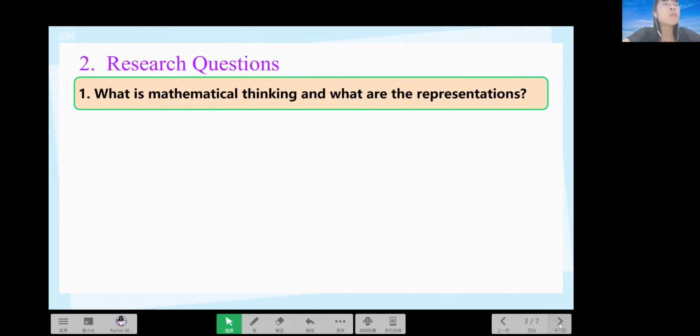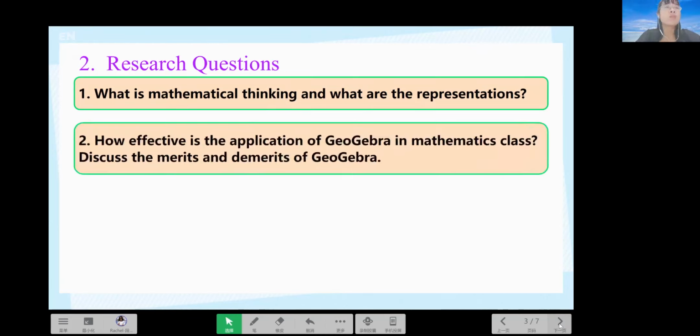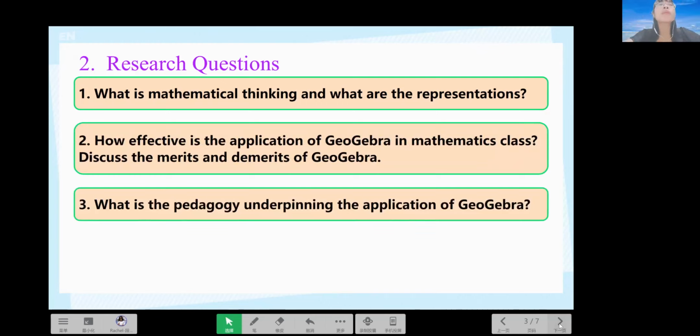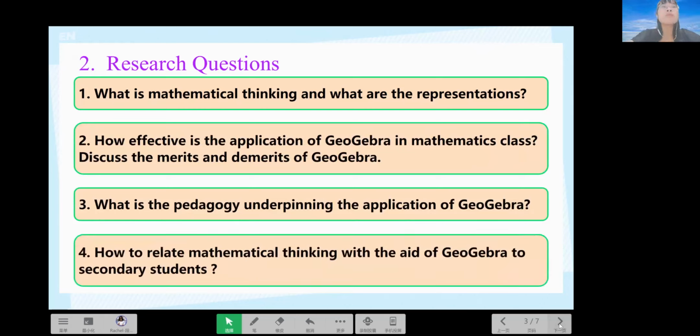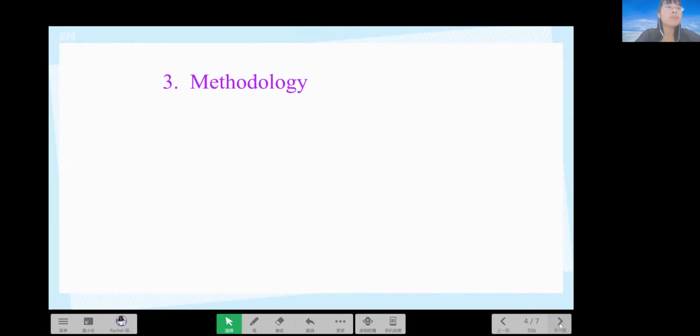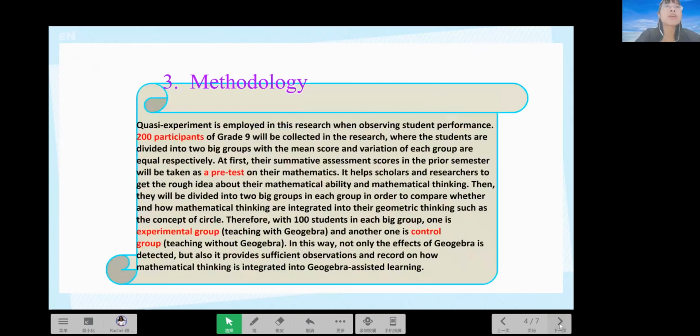Therefore, it seeks answers to the following research questions. First one, what is mathematical thinking and what are its representations? The second one, how effective is the application of GeoGebra in mathematics class? Discuss the merits and demerits of GeoGebra. Third, what is the pedagogy underpinning the application of GeoGebra? The fourth one, how to relate mathematical thinking with the aid of GeoGebra to secondary school students. So let me explain the methodology here.